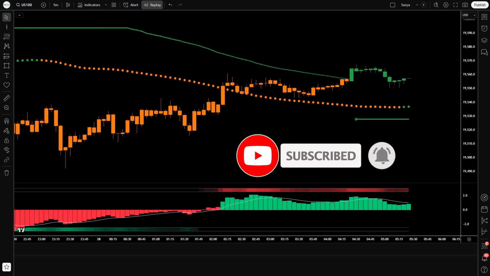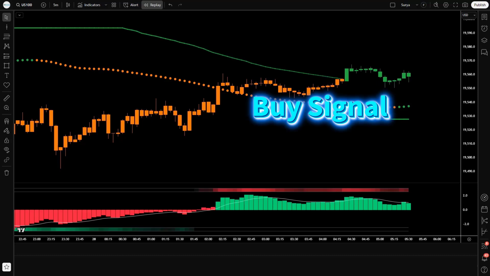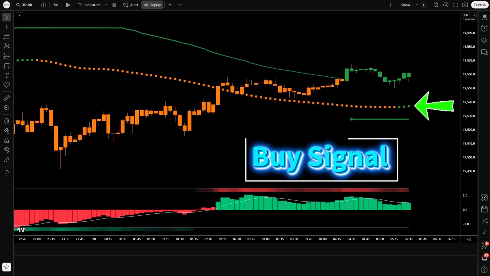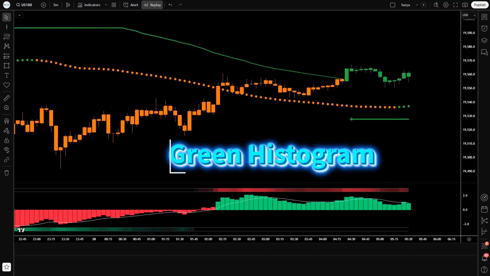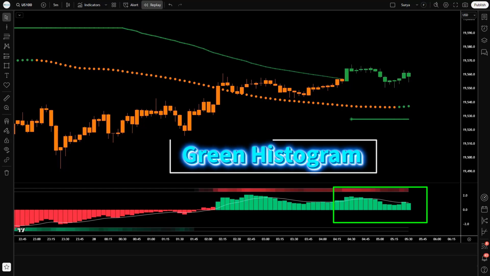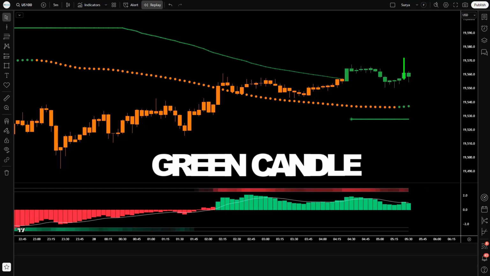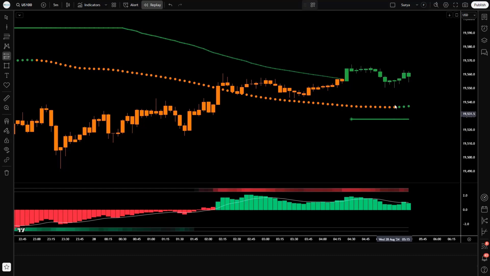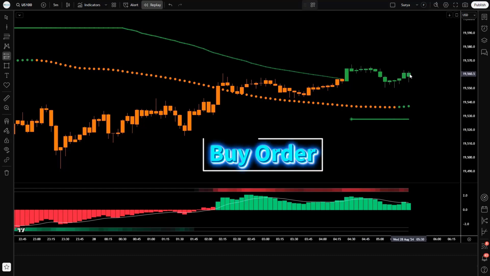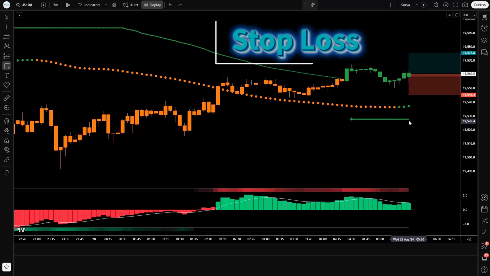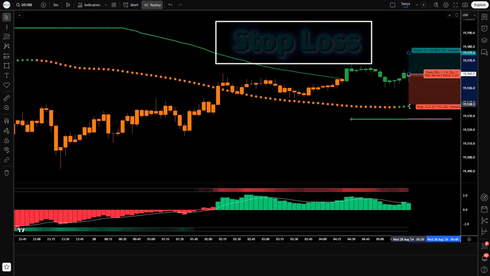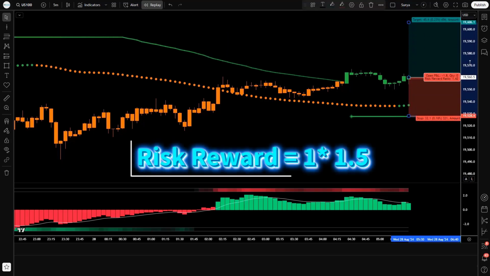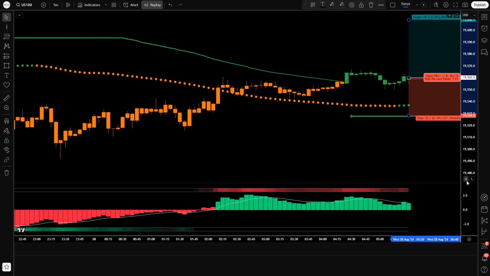Let's see how we use trading setups. When the Savitzky Flow Bands indicator has given a buy signal, the ROC-weighted MA oscillator indicator has created a green histogram. And the market creates a green candle, so all these conditions are met, then we have to take a buy order. And our stop loss should be placed on this green line. And the risk-reward ratio will be 1:1.5.